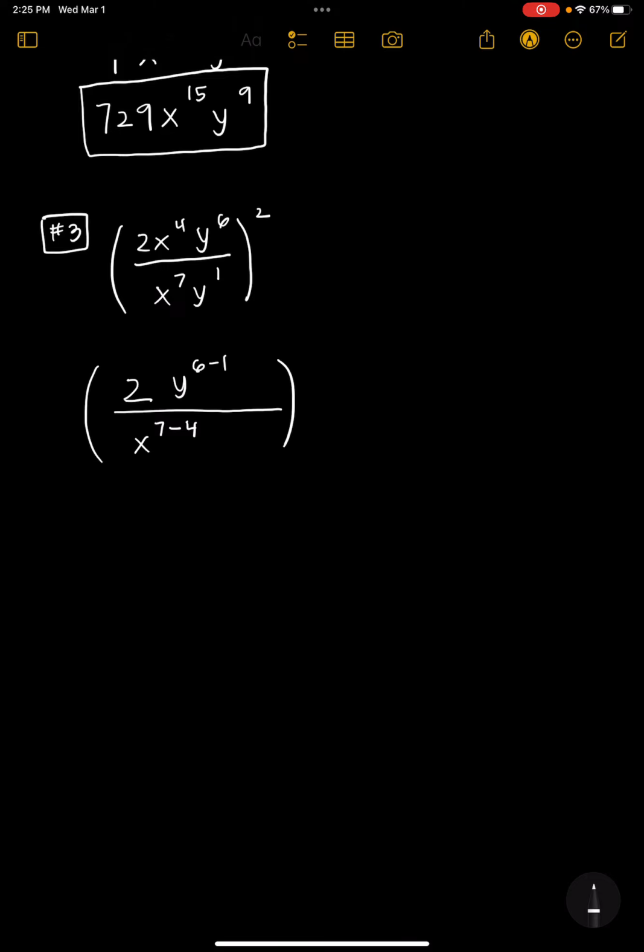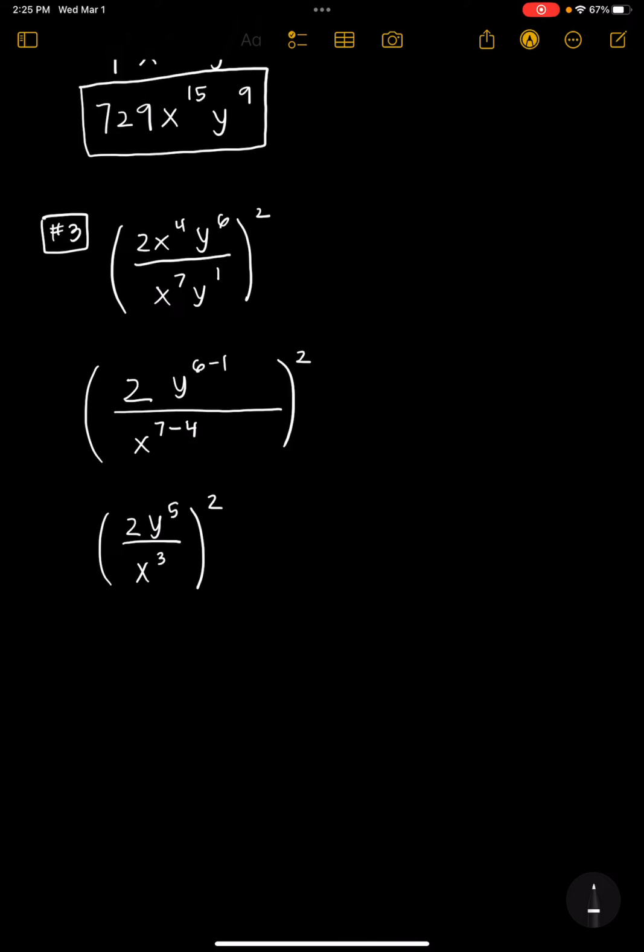And once again, we're going to put that all in parentheses and put a squared on that because we don't want to forget about the power rule that we have to do. We're going to simplify that a little bit by actually subtracting the exponent. So I'm going to have 2y to the 5th on the top over x to the 3rd on the bottom.